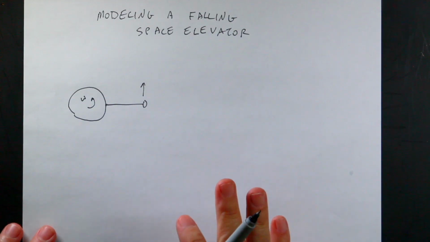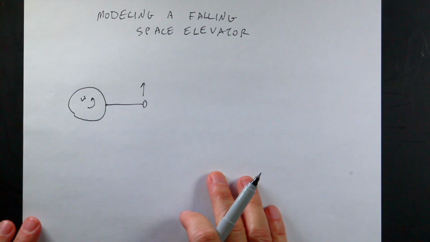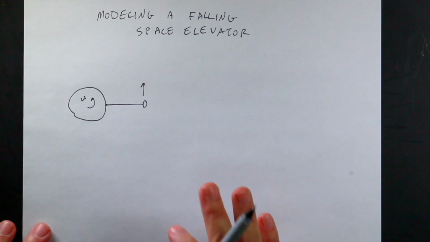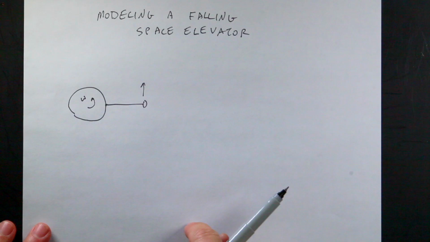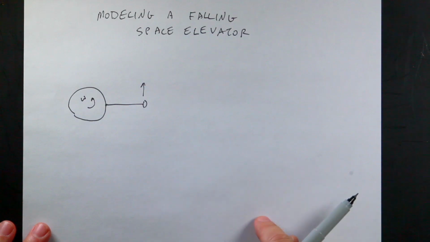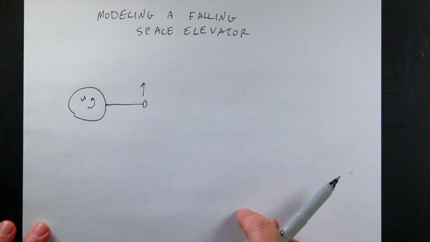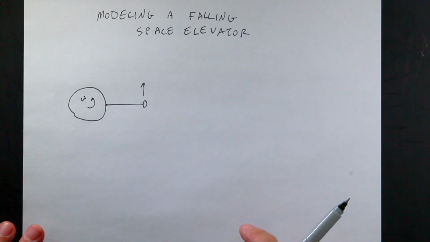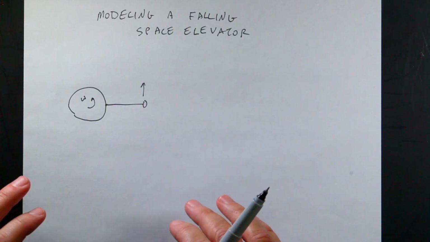I wrote this blog post about falling space elevators, and a lot of people are like, well, how'd you do that? So let's go over how I did that. I'm going to do this in two parts. In this first part, I'm going to reproduce the code that I had for the animation in the Wired post, and I'll include the link down below to my Wired post. So let's just get started.